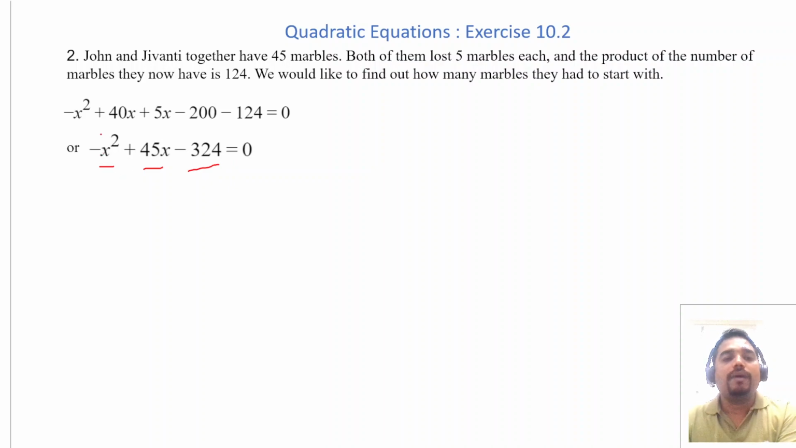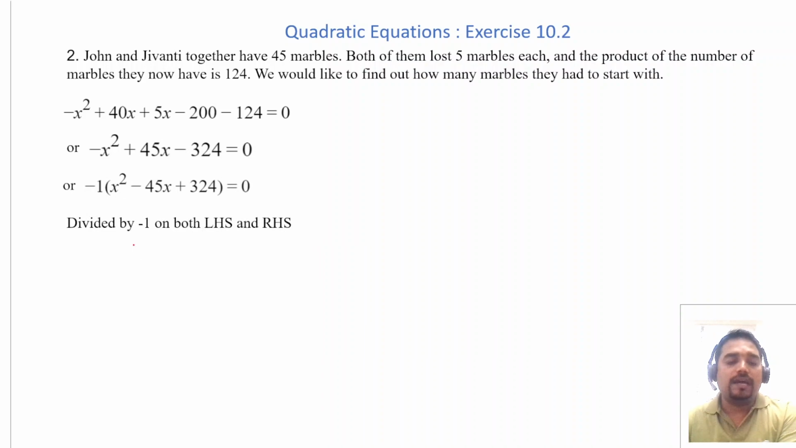Because I have a minus sign for the first term, which is x square, let me take minus common and divide by minus 1 on LHS as well as RHS. Upon division, minus and minus in the numerator and denominator of LHS get cancelled, and the RHS is 0 by minus 1. That is x square minus 45x plus 324 is equal to 0 by minus 1, which is 0.